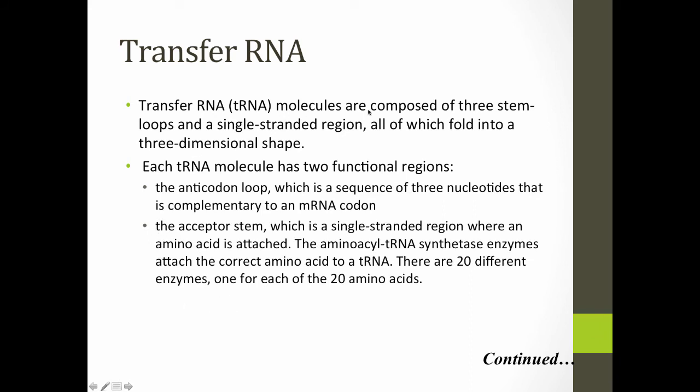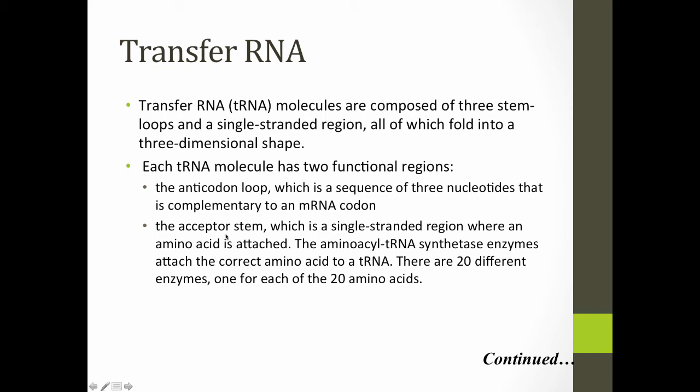So tRNAs are stem loops, single-stranded RNAs that form base pairs to create these stem loop cloverleaf structures. But the important functional regions on the tRNA are an anticodon loop and an acceptor stem. We know that an mRNA is made up of a series of codons, 3-letter words that each specify an amino acid. A tRNA has an anticodon region, which is a 3-letter word that's complementary to the mRNA codon. So the 3-letter anticodon is going to base pair to the 3-letter codon.